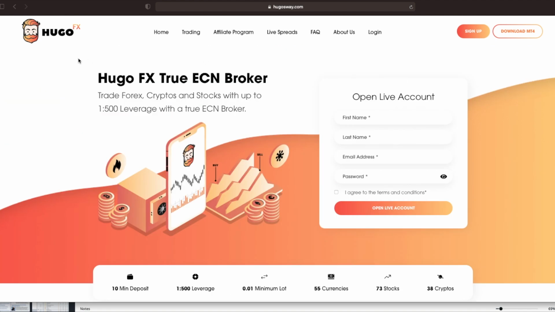But yeah, check them out, hugosway.com. Make a demo account first. I urge you, make a demo account before you ever make a live account if you've never traded before and you don't know what you're doing. And definitely, most importantly, getting over with a mentor.